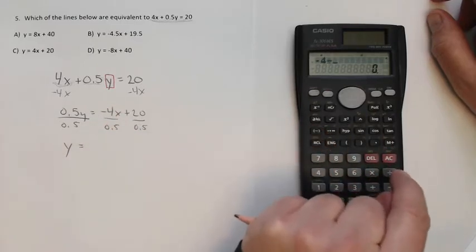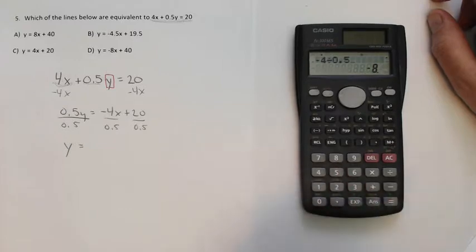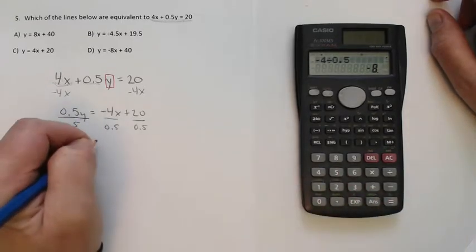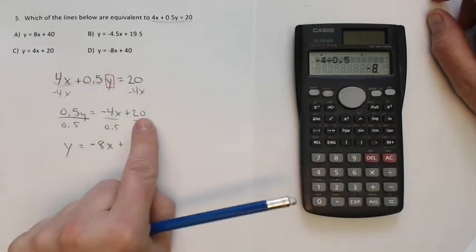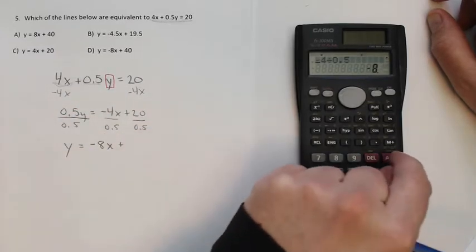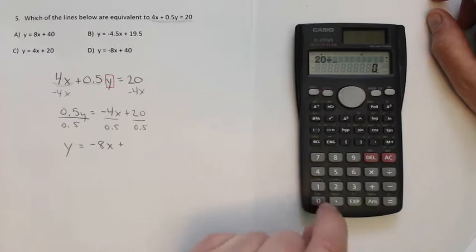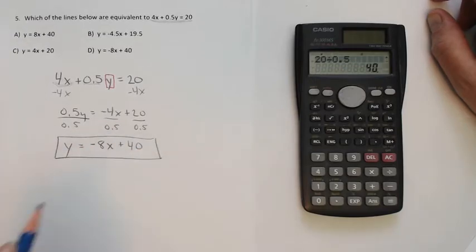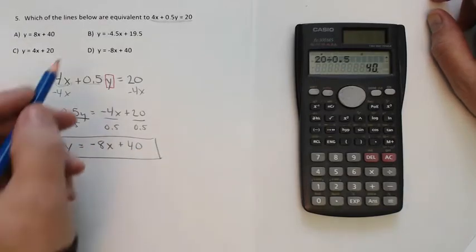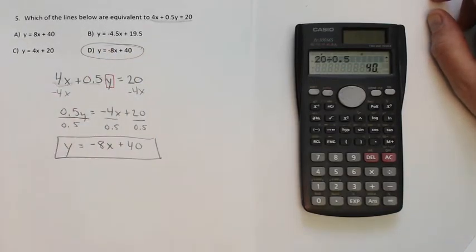Negative 4 divided by 0.5 is going to be equal to negative 8x, don't forget your x, plus 20 divided by 0.5 is 40, but just to make sure. There it is. 40. And now the equation is in y equals ax plus b, and you can see it really clearly.